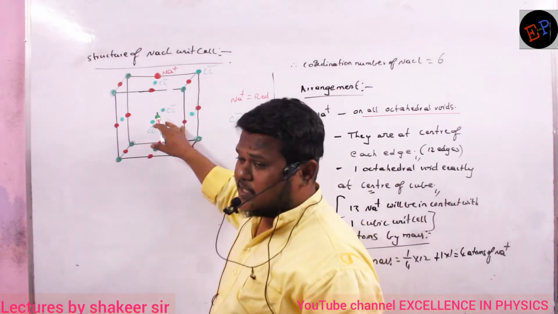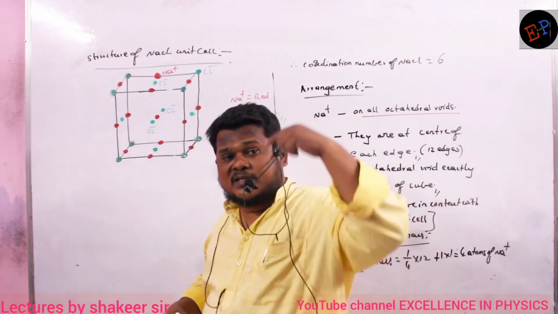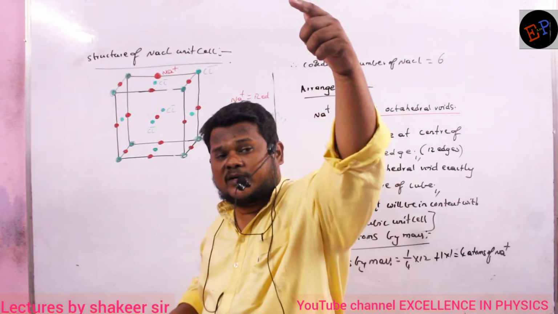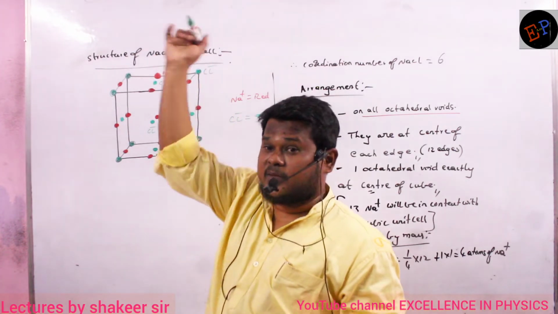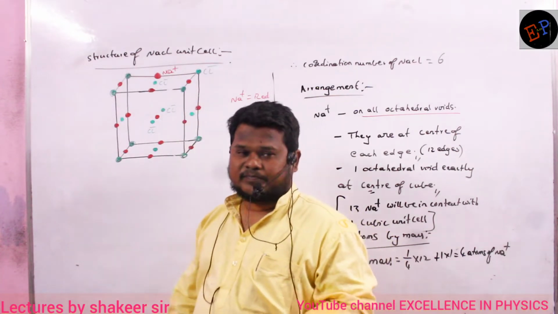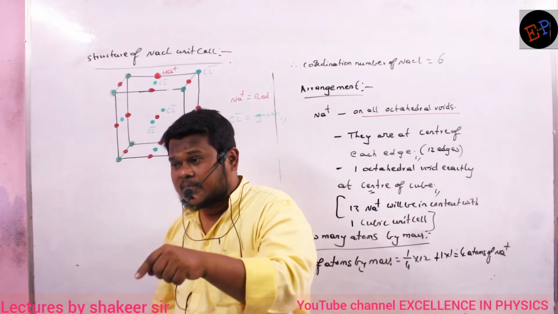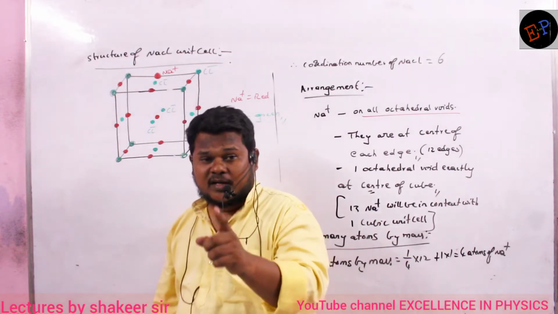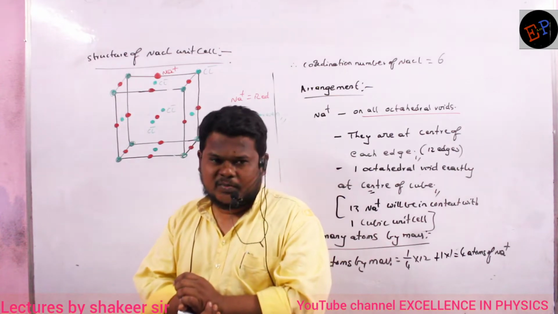5 Na plus are present in the same unit cell. Okay? 1 Na plus is present at the center of the unit cell which is above this unit cell. It also touches this Cl minus. So each Cl minus is joined by 6 Na plus, and 1 Na plus is surrounded by 6 Cl minus. Are you able to understand?